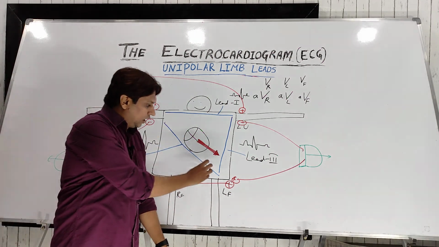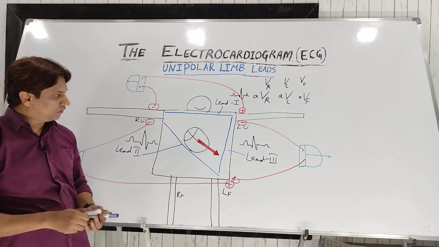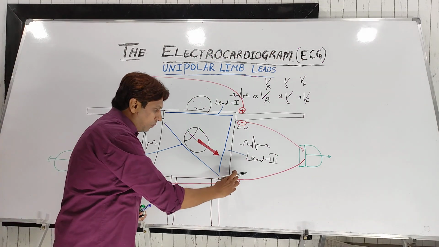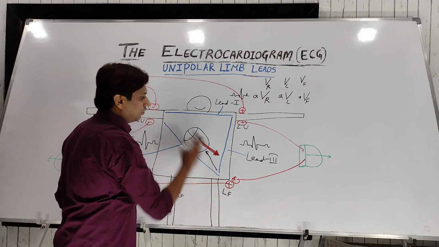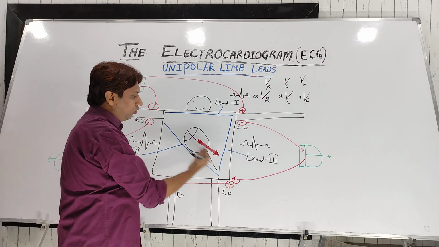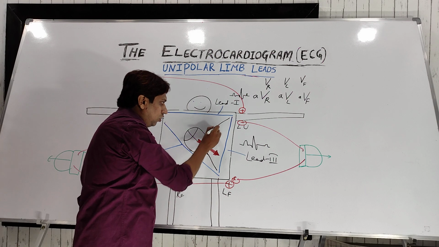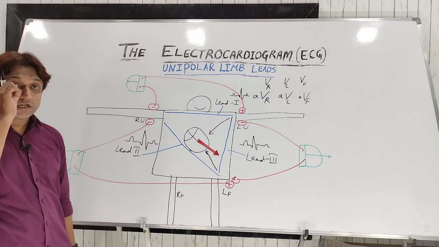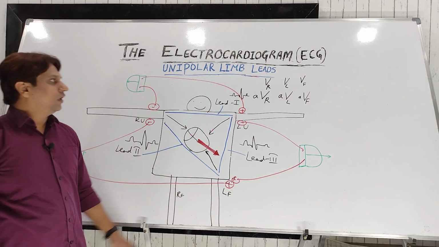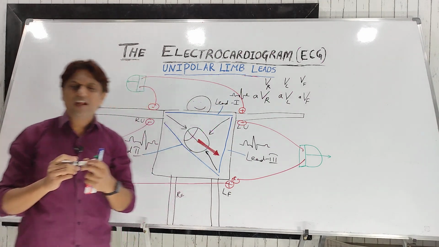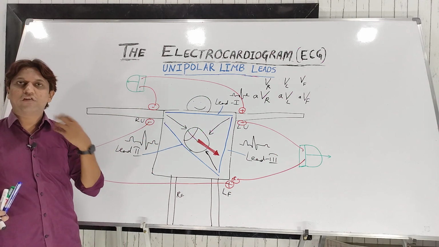Now suppose I want to visualize the heart directly, that is, perpendicular like this, not in this direction, not in this direction, but directly. Similarly, if I keep an electrode here and want to visualize the electrical activity directly at that point, it means recording the electrical activity at the point where the surface electrode is kept.